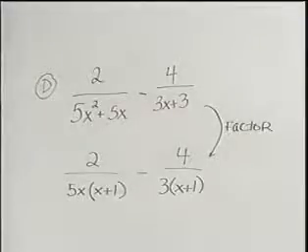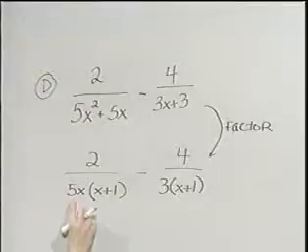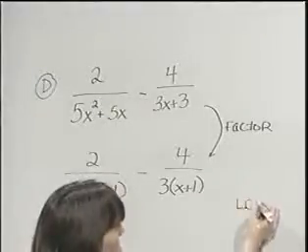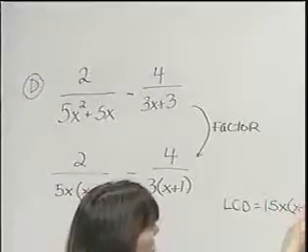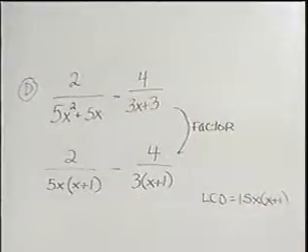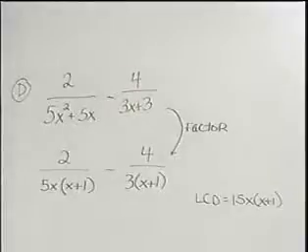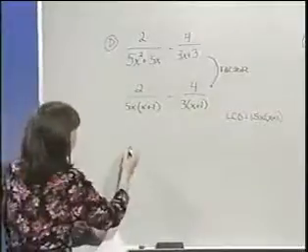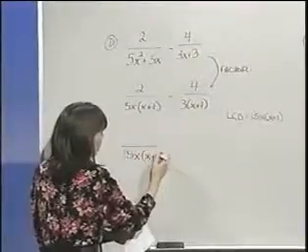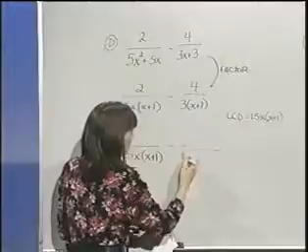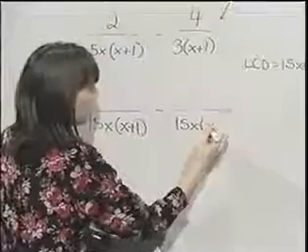And it looks very similar to the one we just did. So 5 times 3. So that least common denominator is 15 times x plus 1. And like I said, it looks very similar to the one we just did. 15x times x plus 1. And here we go. We're going to change our fractions. All right. So we need 15x times x plus 1 in the bottom. And we need over here 15x times x plus 1.